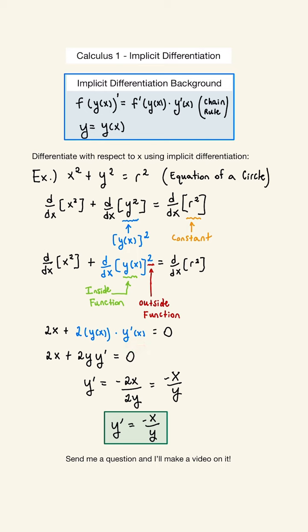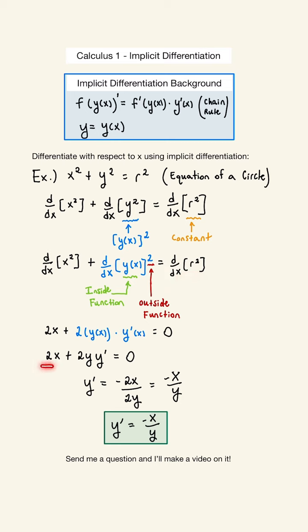And so here we can do our derivative. x squared is going to be 2x. Our d/dx of y of x squared is going to be 2y of x multiplied by y prime of x, or the derivative, which is going to be equal to 0. And this was given by taking the derivative of a constant.